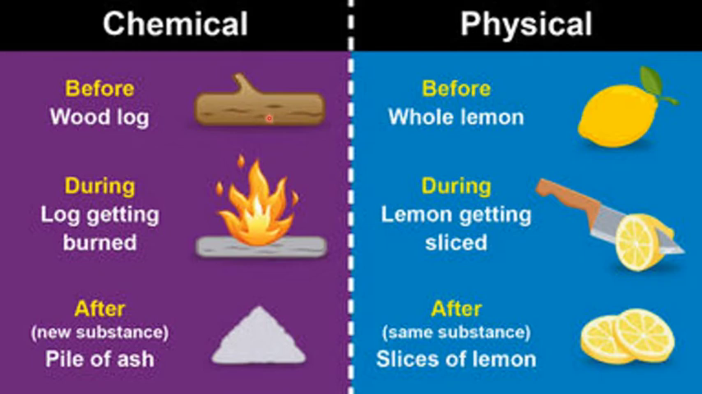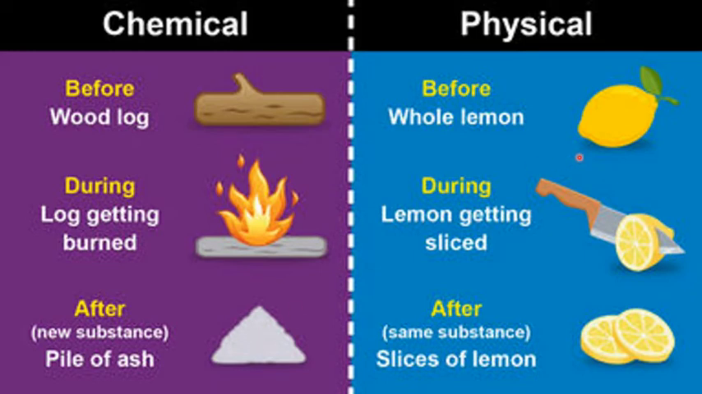If we burn a wood log, then after burning, a pile of ash is left. So here, the identity of the reactant has completely changed. That is, initially there was a wood log, but after burning there is a pile of ash. So in this case, we can say that the reaction is a chemical change.